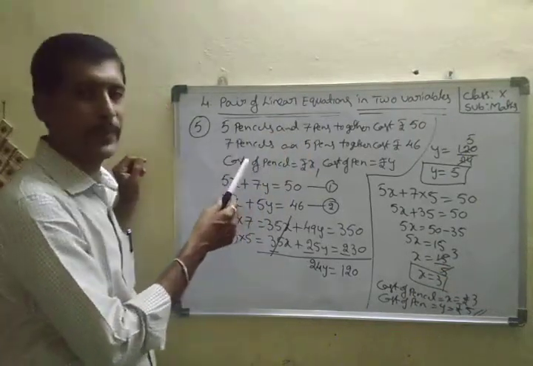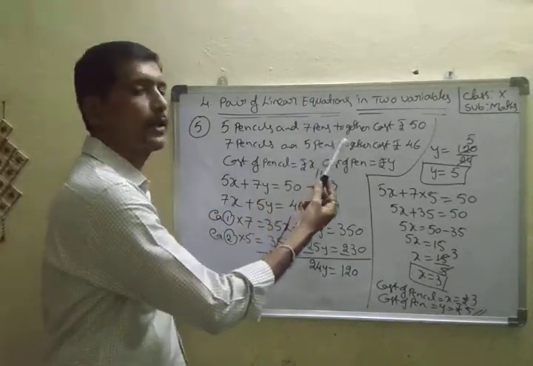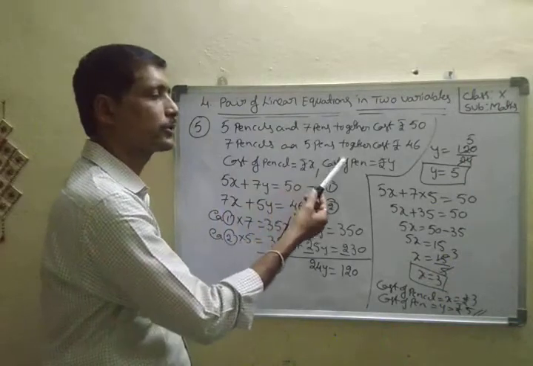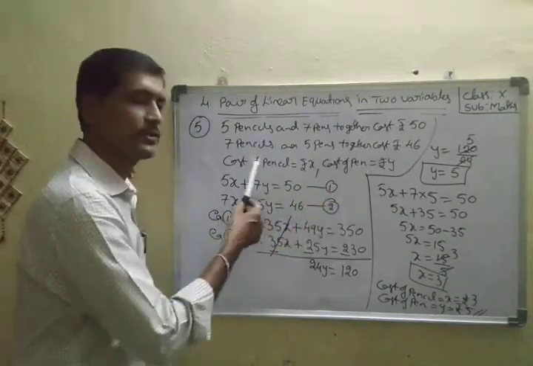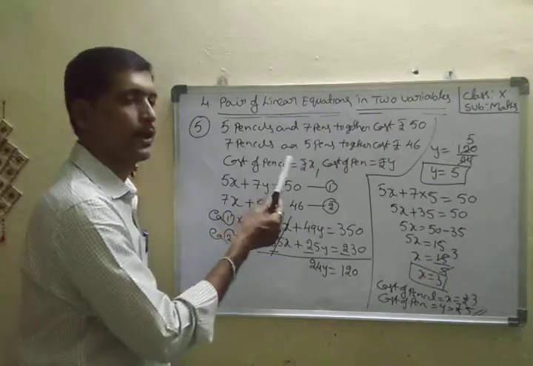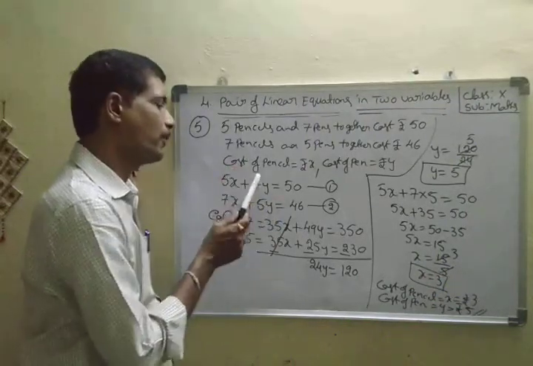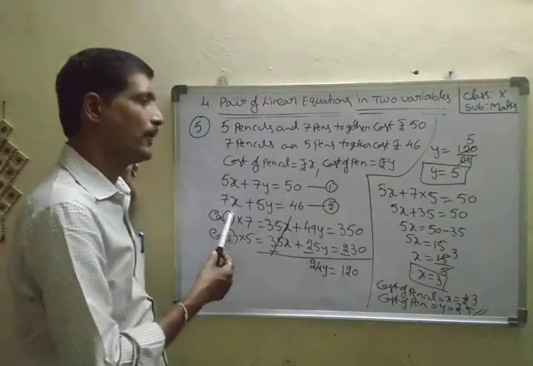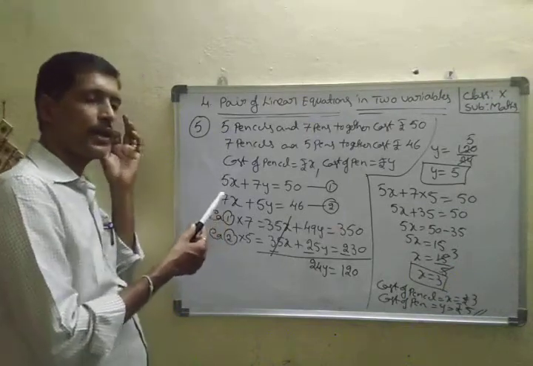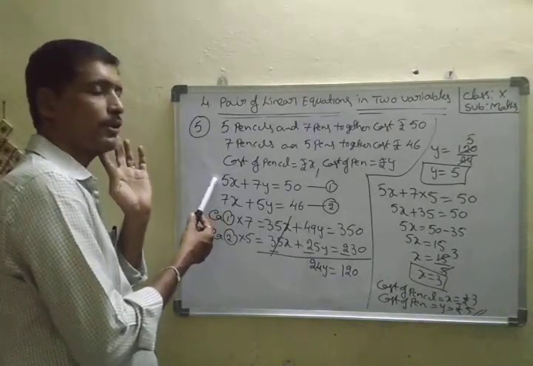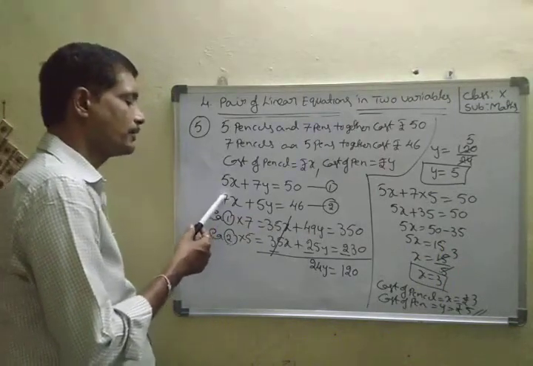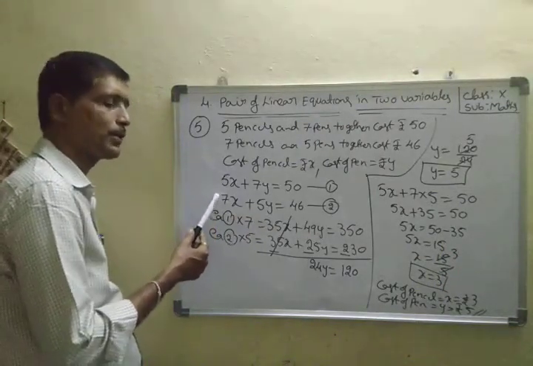Here first, the cost of a pencil equals x rupees, and the cost of a pen equals y rupees. If we take the cost of a pencil as y and the cost of a pen as x, the equations are only swapped. Here it depends on 5x + 7y = 50 and 7x + 5y = 46. Therefore, the coefficient of x is 5 in equation 1 and 7 in equation 2. This equation is multiplied with 7, this equation is multiplied with 5.